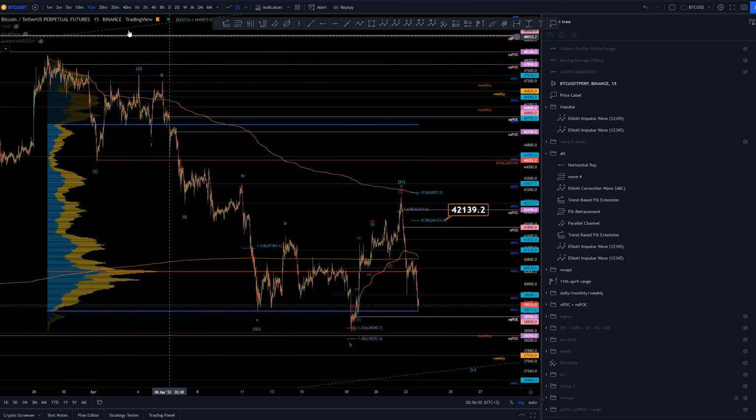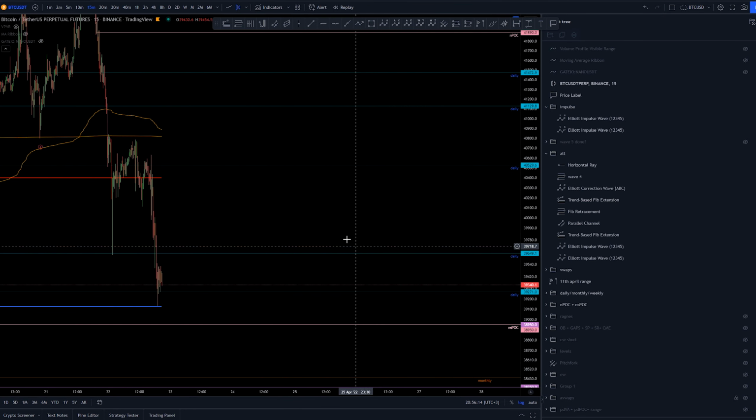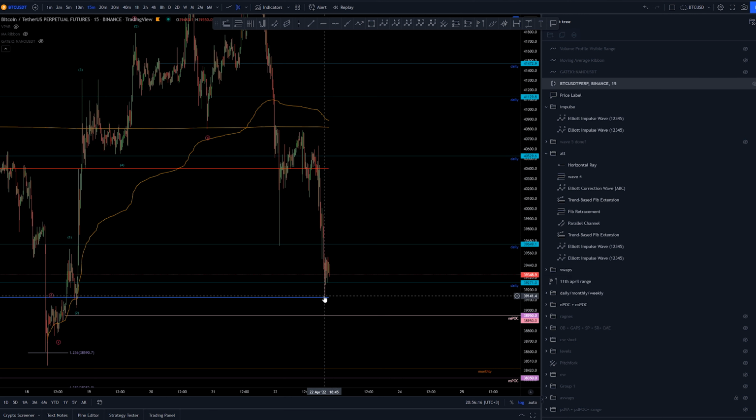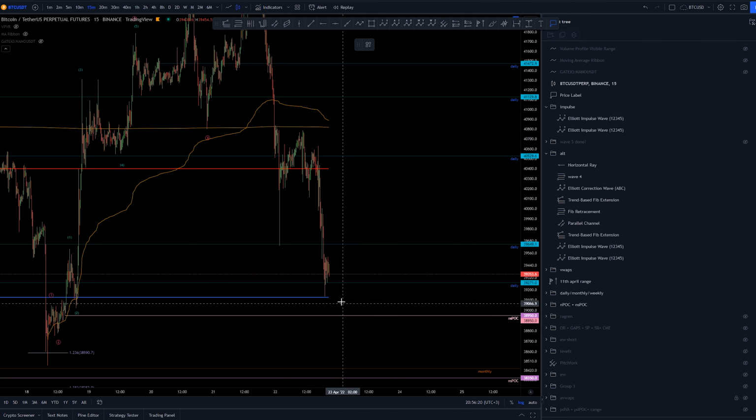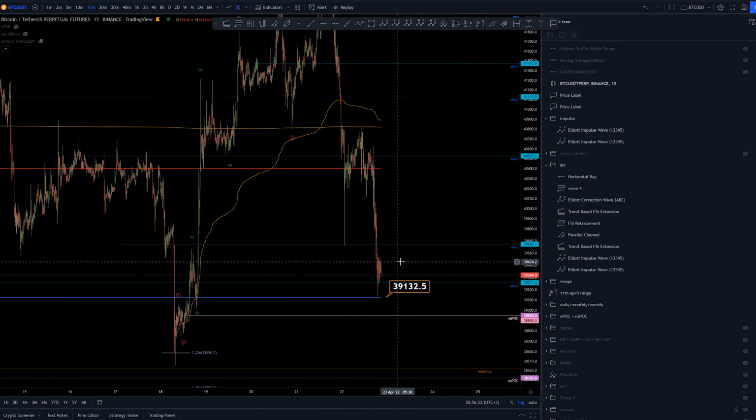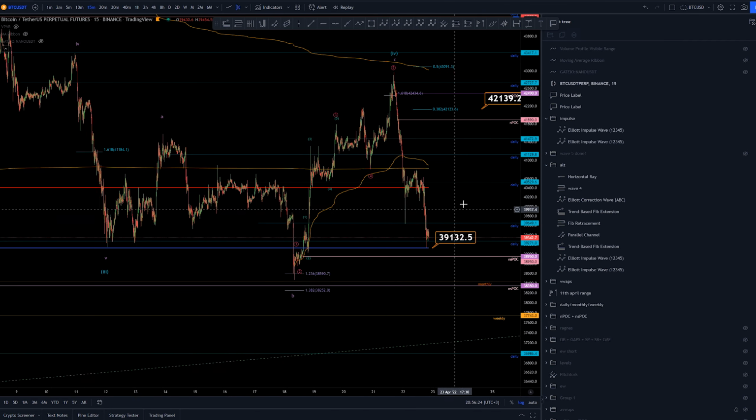So again, this range point of control around 40,400 ish, and the range value area low is right where this dump ended, right here at 39.14, and that is the current low, and that is how we got down here.